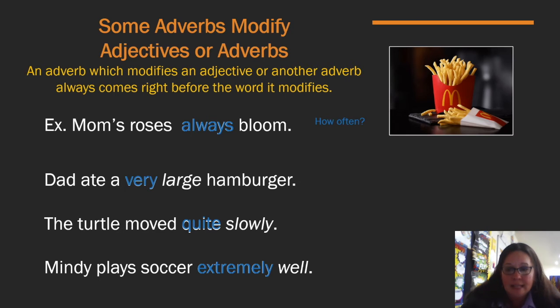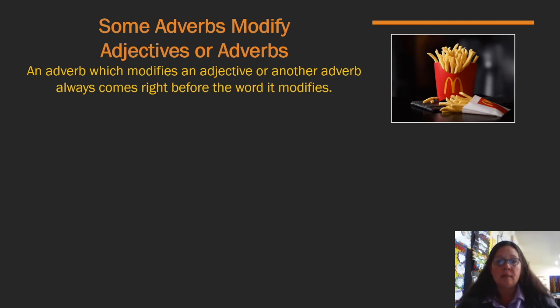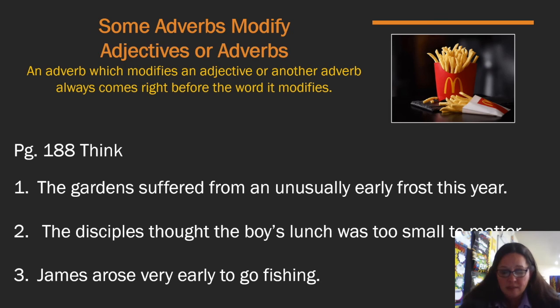So let's look at our next slide, which is going to be looking at our page 188. And I have the same ideas at the top just to help remind you. And usually it will come right before the word it modifies. So let's look at the bottom of page 188, Think. It says, in each of the following sentences, an adverb modifies an adjective or an adverb. Underline the adverb and draw a small, neat arrow to the adjective or adverb it modifies. So let's look at number 1. The garden suffered from an unusually early frost this year.